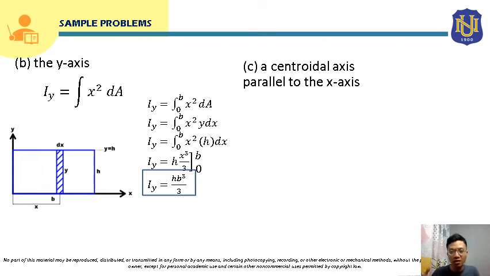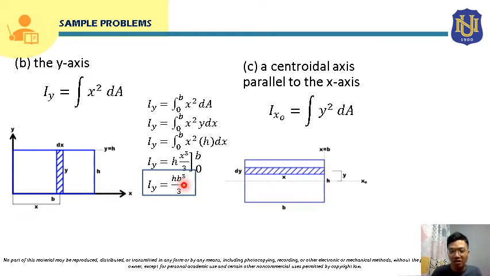Now for letter C, this is moment of inertia about a centroidal axis parallel to the x-axis. So this is just the x-centroidal axis, the axis that passes through the centroid of the area. In this case, this is a rectangle, so the x-centroidal axis will be this axis. This is the x-axis that passes through the centroid of this geometric shape. In this case, we are going to use this formula, the moment of inertia with respect to the x-centroidal axis.